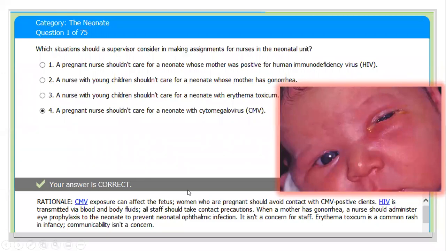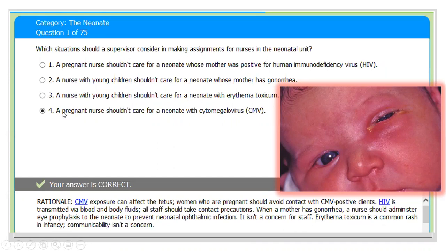Now for HIV: it is transmitted via blood and blood products. All staff should take contact precautions, and we follow standard precautions. When a mother has gonorrhea, the nurse should administer eye prophylaxis to the neonate to prevent neonatal ophthalmic infection. It is not a concern for the staff. Erythema toxicum is a common rash in infants, and communicability is not a concern.